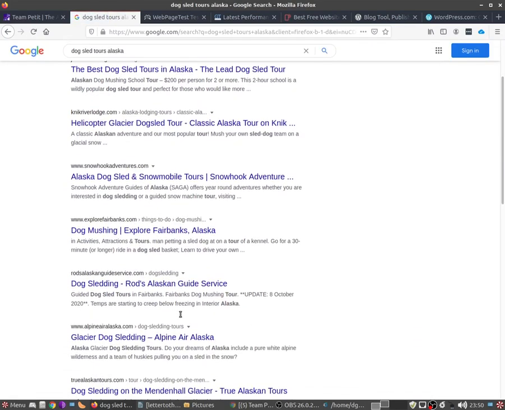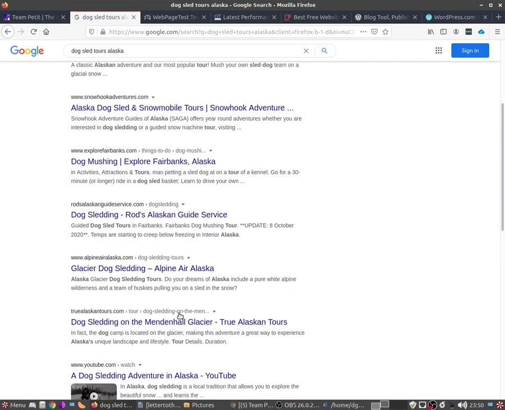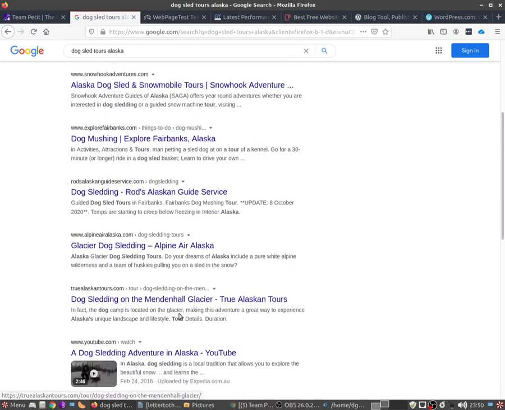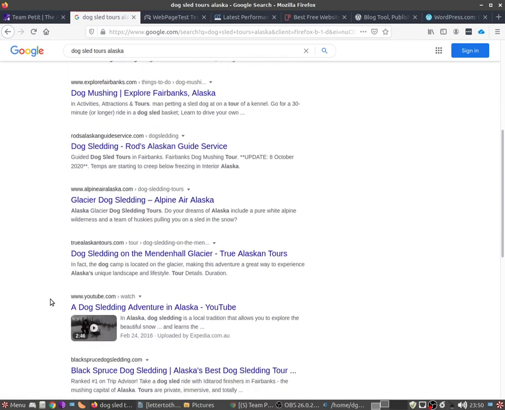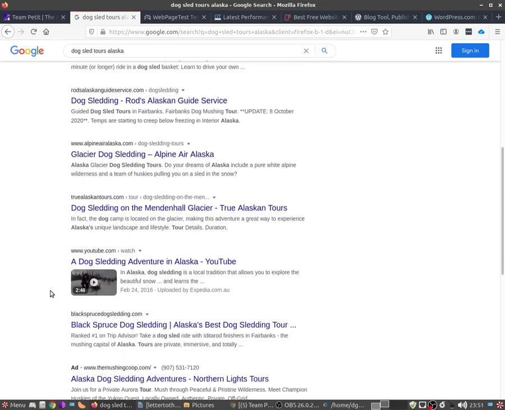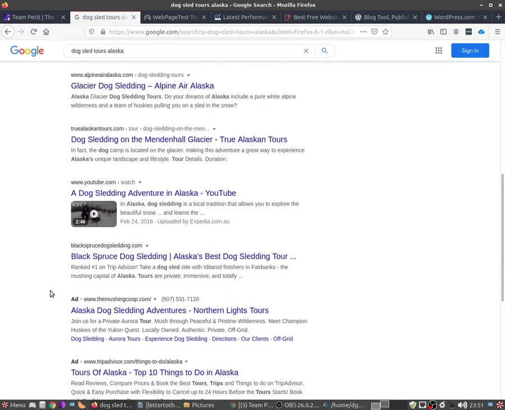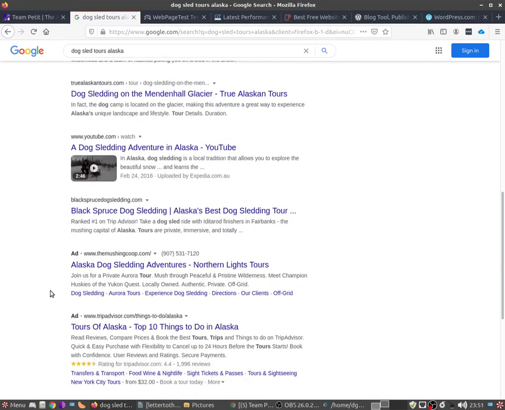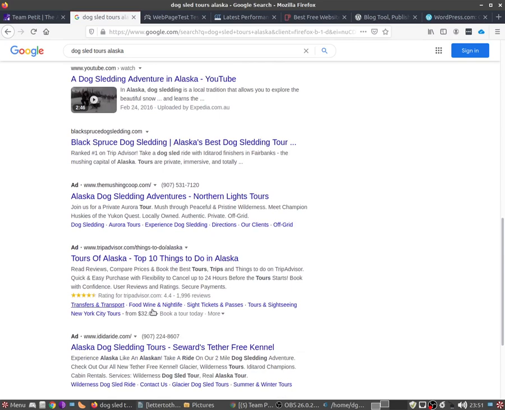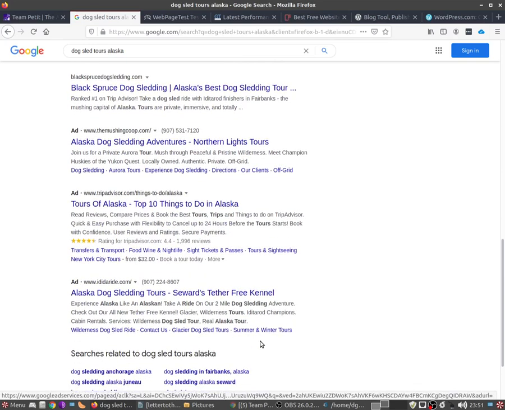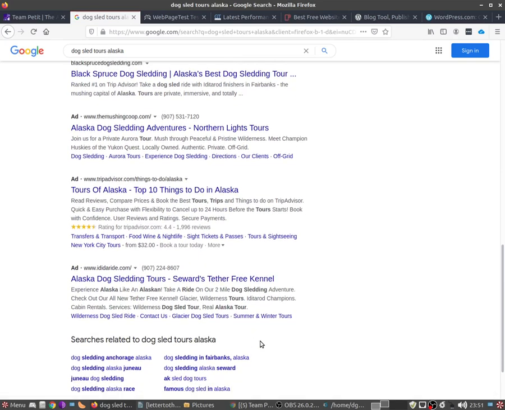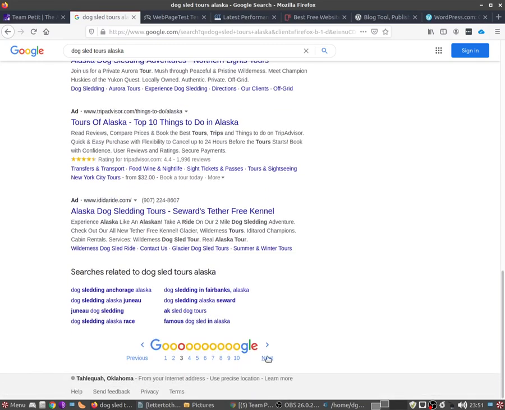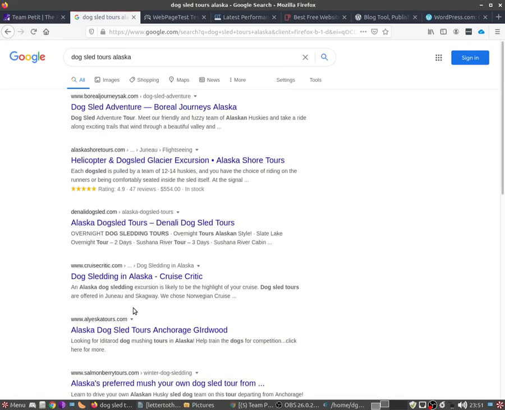Well, there's Dogstead, there's Girdwood Mushing Company, and Petit. Okay, so Alpine Air Alaska shows up before you do. They're on page 3. They pay good money. Yeah, they're like 25 or something like that. The 25th link.